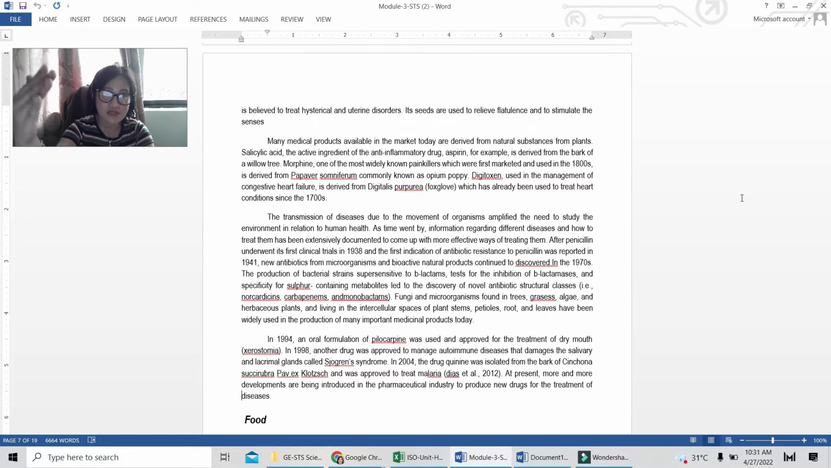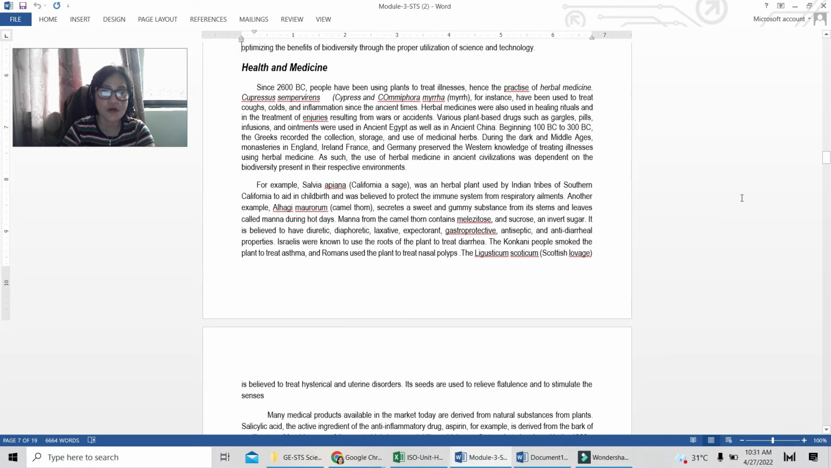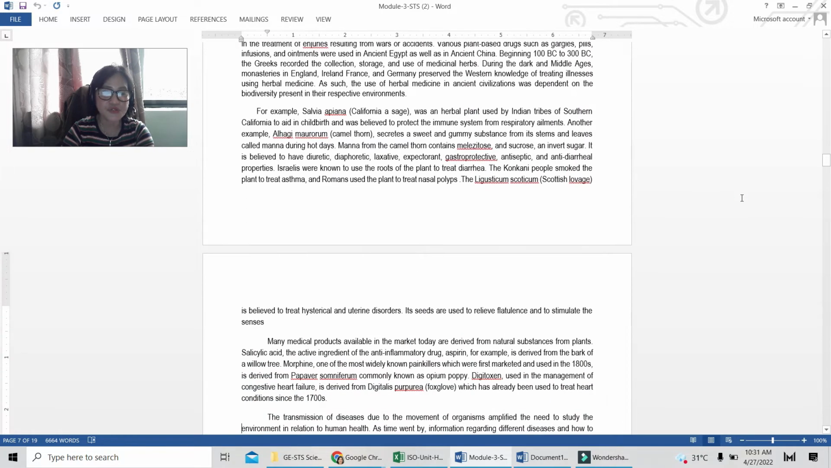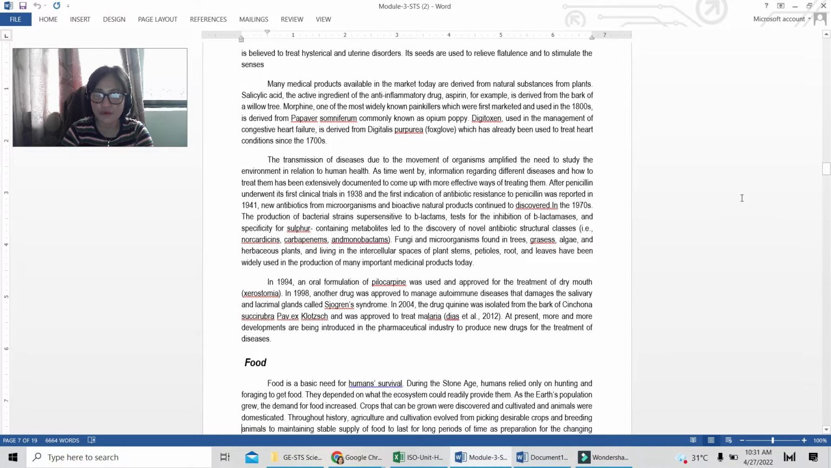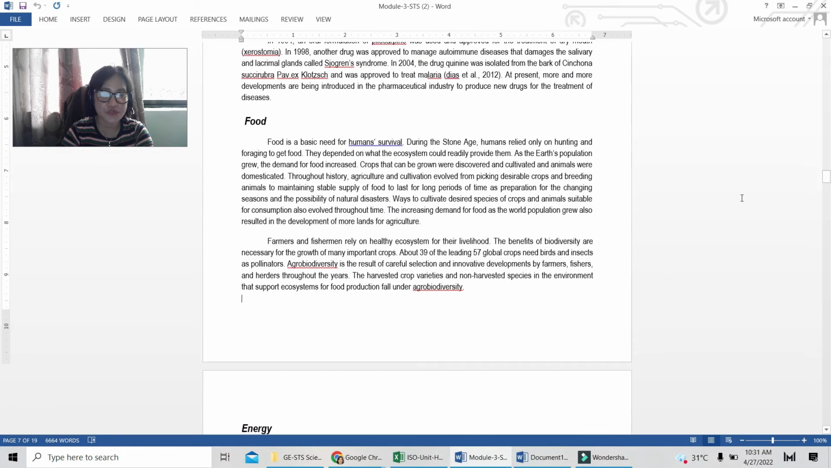So that's the advancement, or that's the breakthrough when it comes to health and medicine. So from before Christ to after Christ, and to what we have right now, to IR 4.0 or 5.0, Industrial Revolution. And then we also have food. So food is a basic need for human survival, of course. We cannot function well without food. We might die without eating for 4 days or 5 days.